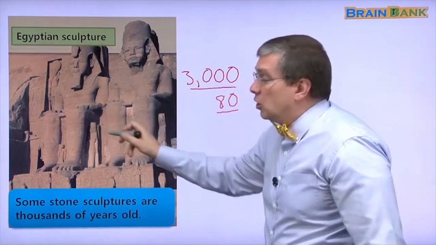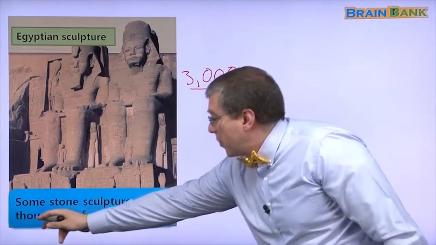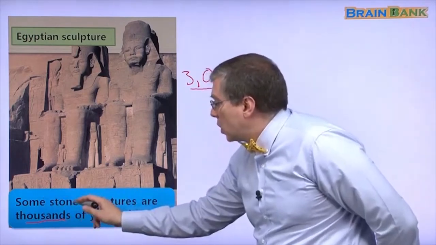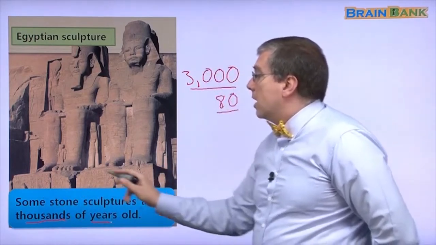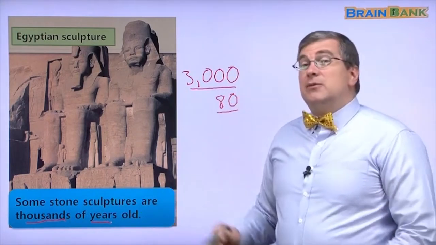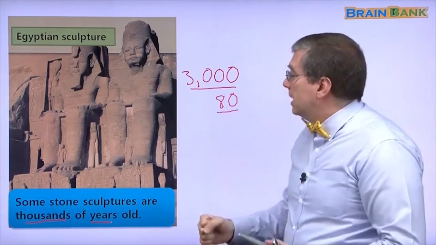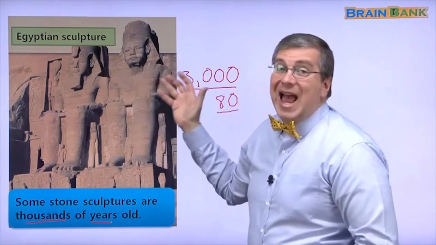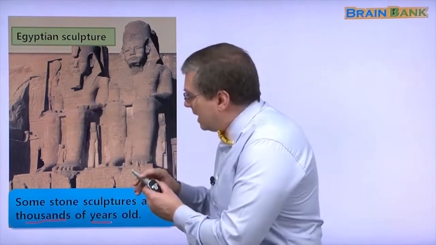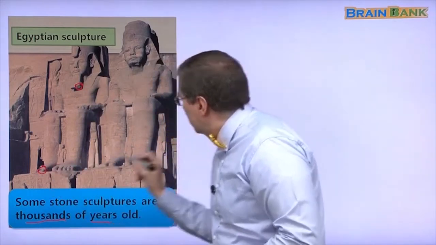But these sculptures were made thousands, thousands of years ago. Some stone sculptures are thousands of years old. They are made of stone. Stone is very strong. So they still last until today. Yes, we can see there is some damage, right? There's some damage.